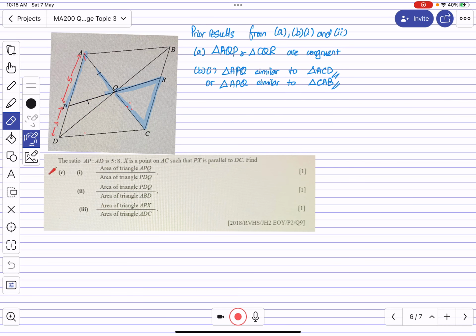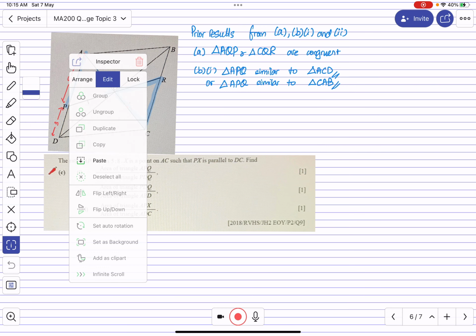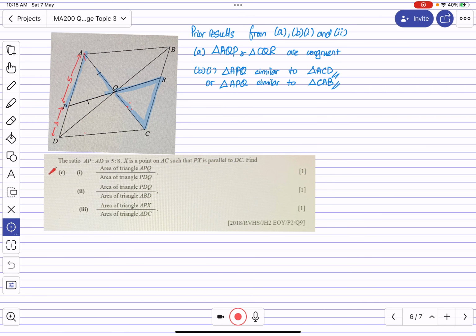So for this question, this is question 8C. Before we start, let's look at the prior results from A and B, part 1 and part 2, just to remind you that this is question 8C, the second part of the question.